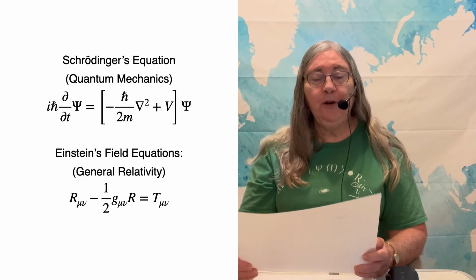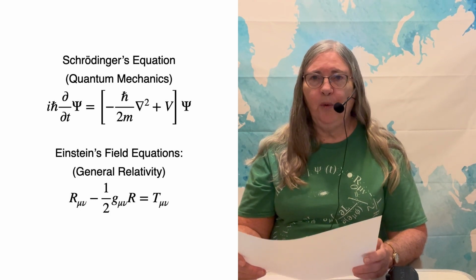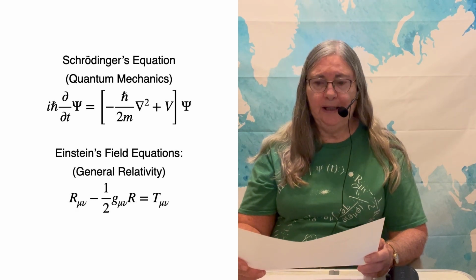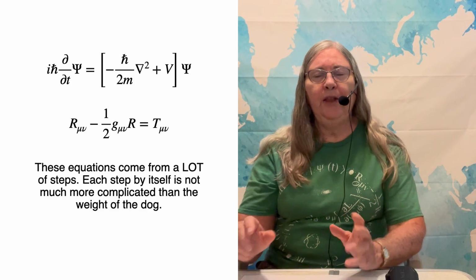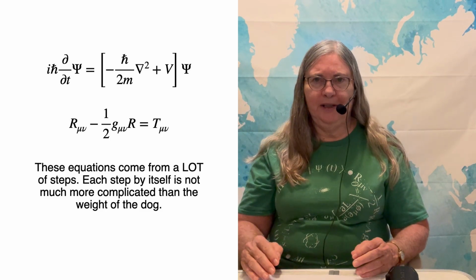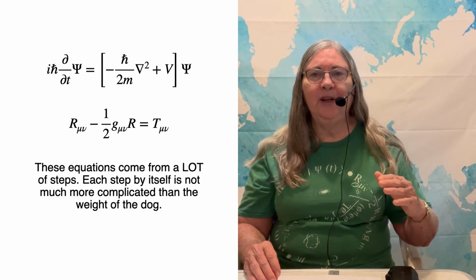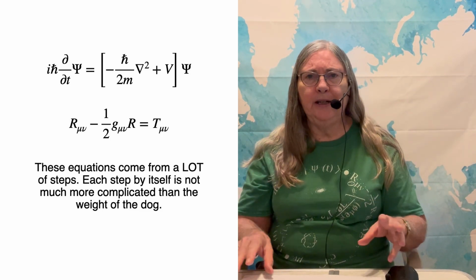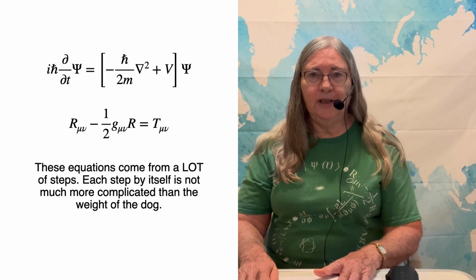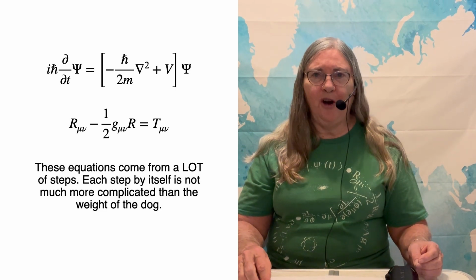Now, here are a couple of very complicated equations from physics. We have Schrödinger's equation from quantum mechanics, and then Einstein's field equation from general relativity. These equations are very complicated, but only because they have a lot of steps. I was kind of showing you how to go through the weight of the dog. As you put more things into it, your equations get longer and they look messier. But each step is pretty simple. And that's also true of physics equations. They have a lot of steps, but each one is pretty much like the weight of the dog.